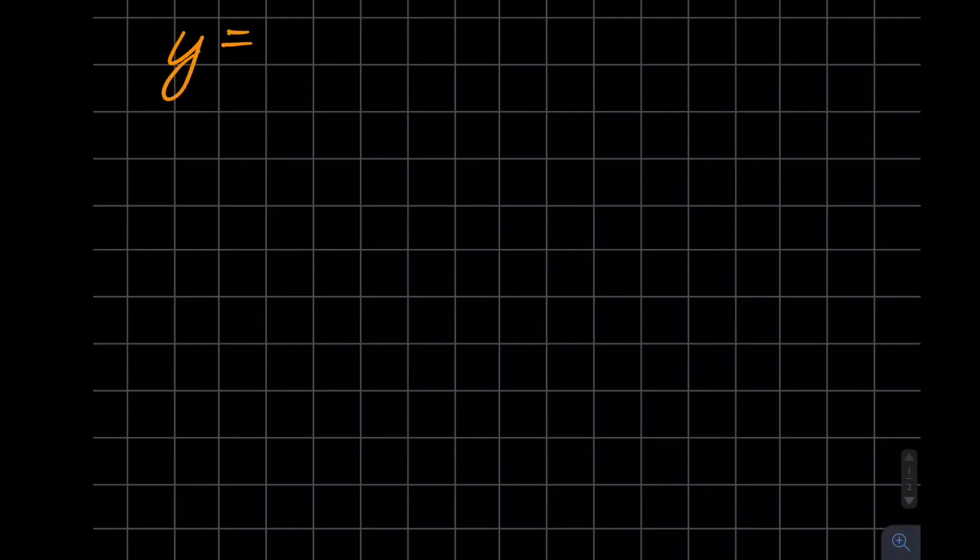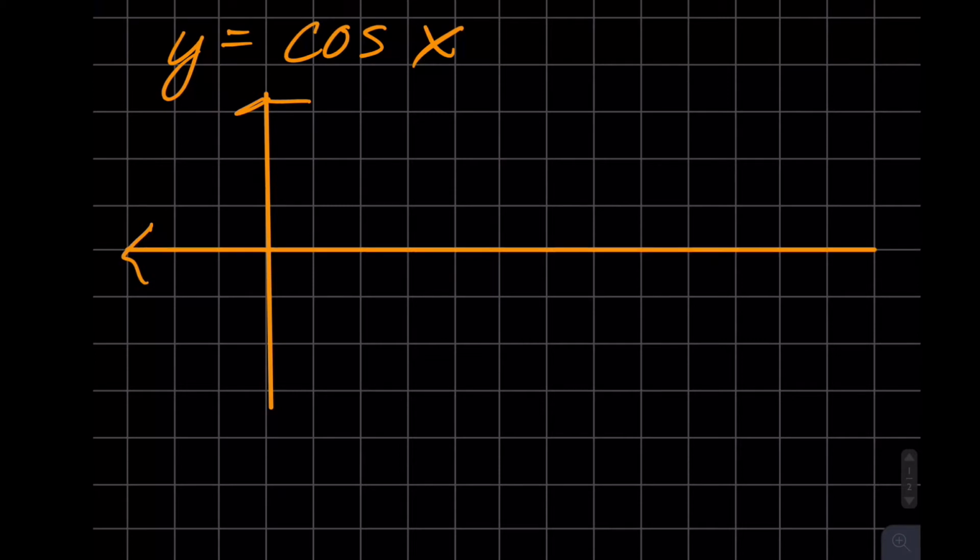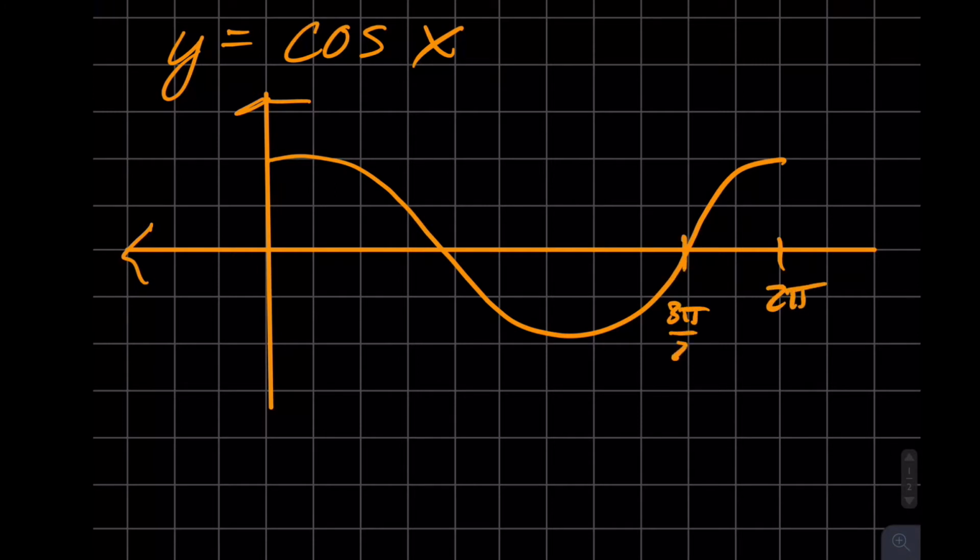y equals cosine x. Let's look at the parent function. Let's see if I can draw this a little better. Okay, the parent function of cosine: this is at 2 pi, this is at 3 pi over 2, this is at pi, this is at pi over 2, and this is at 0. It has a height of 1 and a negative height of negative 1. It goes from negative 1 to 1.